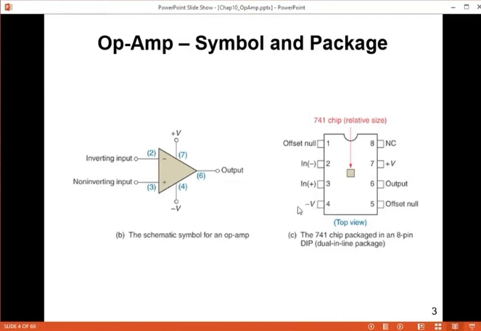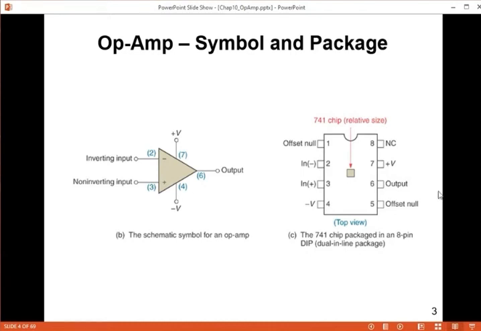Leg number 4 is the negative bias voltage, and leg number 7 is the positive bias voltage. The output is measured at leg number 6, and legs number 5 and 1 are offset null. Leg number 8, NC, means not connected, so it is just open. It is there to make the circuit stable, so that you have 4 on the left side and 4 on the right side. When you attach the op-amp, it is stable. If one leg is missing, maybe it is not stable. So leg number 8 is just not connected, but it's there.